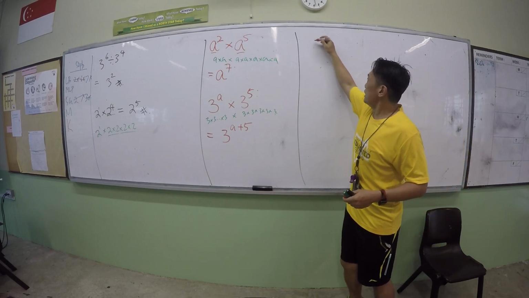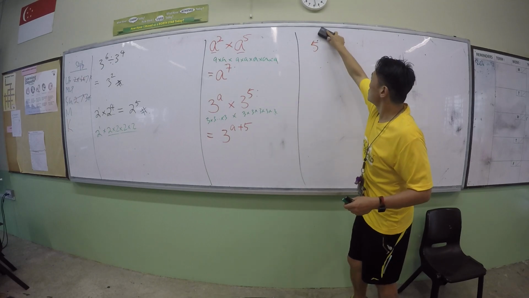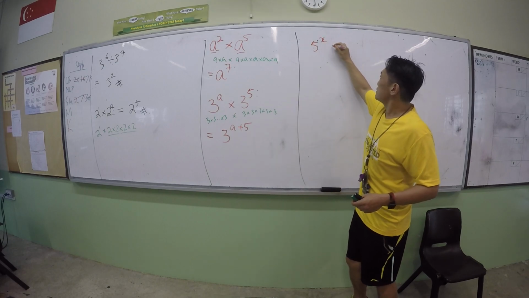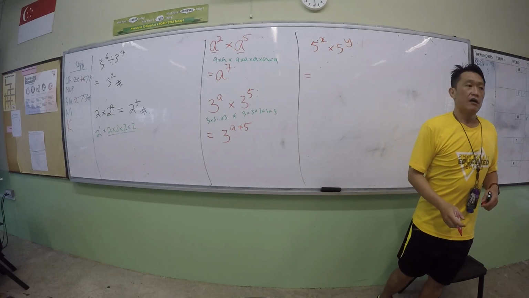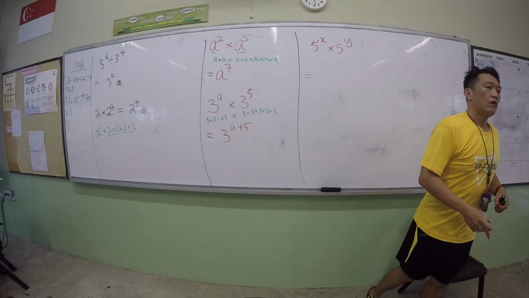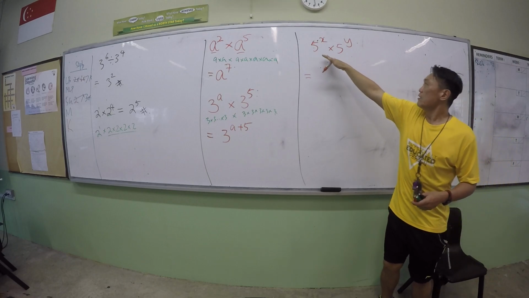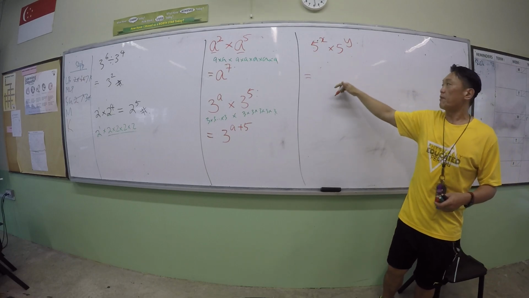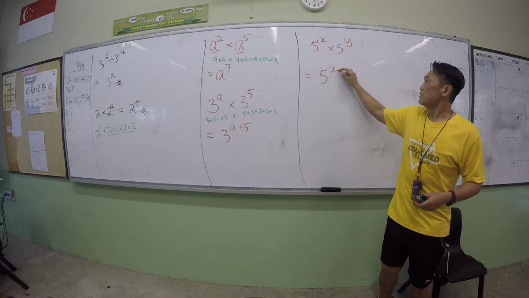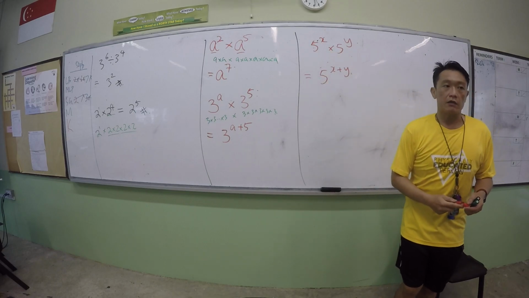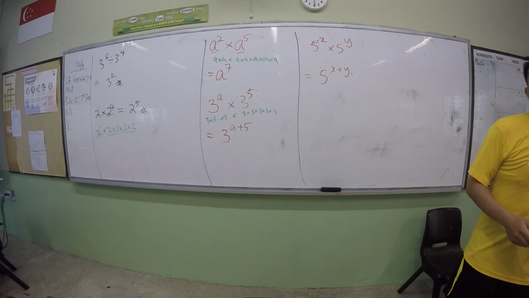Okay? Similarly, if I have 5 to the power of X times 5 to the power of Y. Okay? Once you understand what is actually happening, 5 to the power of X times 5 to the power of Y, still you will be keeping the base, then just add the power together.